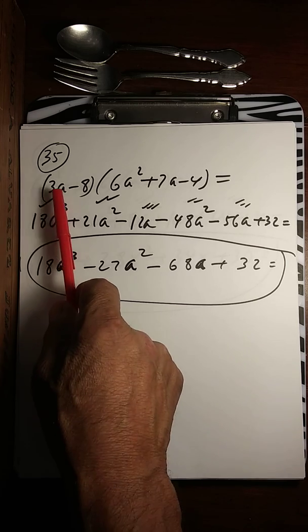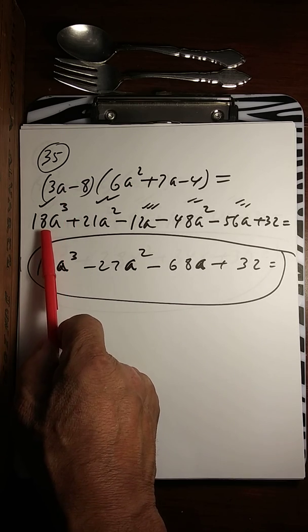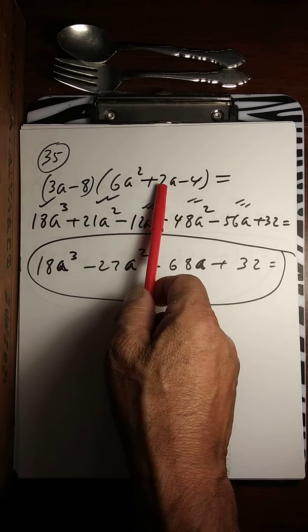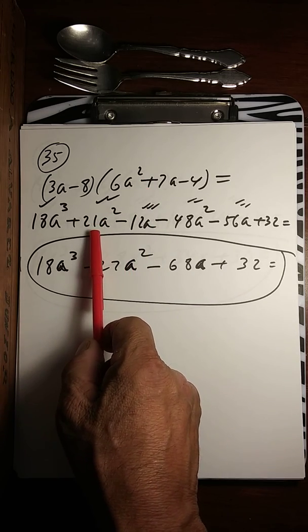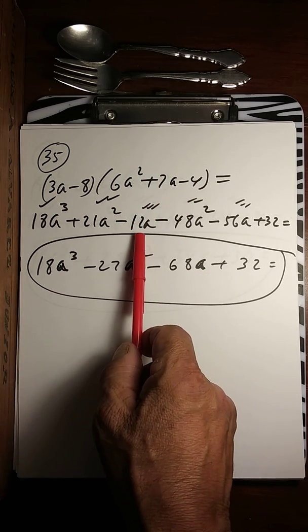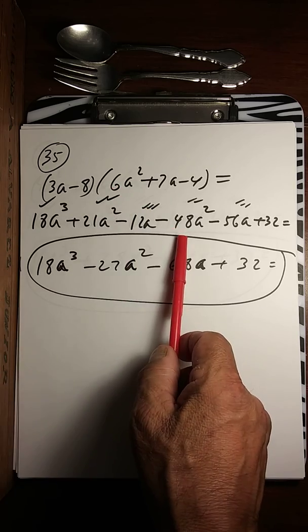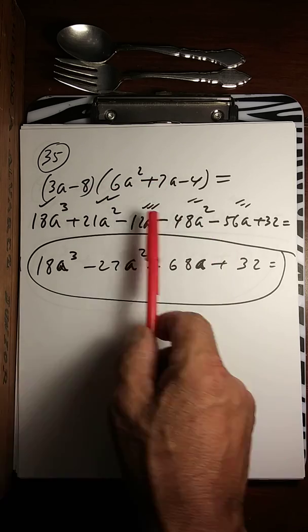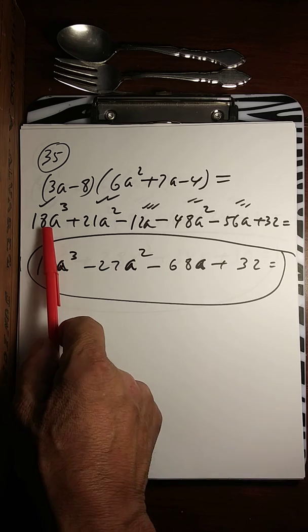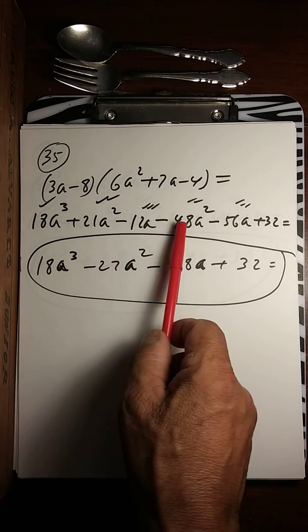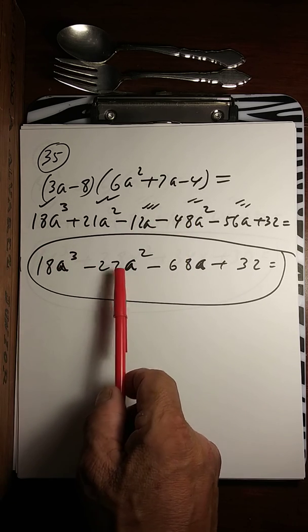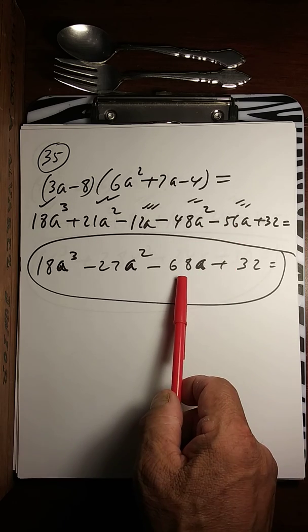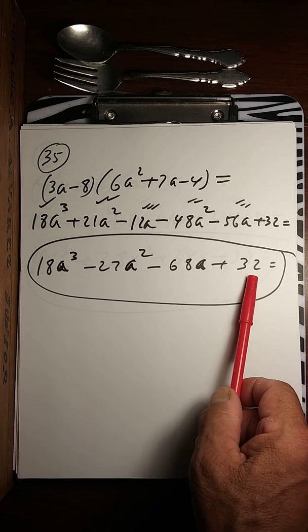Ready. 3a times 6a squared is going to give you 18a cubed. 3a times 7a is going to give you plus 21a squared. And that one is going to give you minus 12a. That turns out is minus 48a squared. That turns out is negative 56. And that turns out is 32. So you have 18a cubed. Squares and squares is minus 27a squared. 12a minus 56a is negative 68a plus 32.